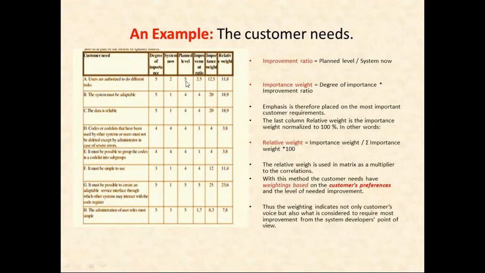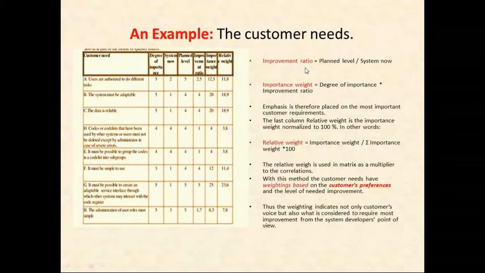The first column gives the degree of importance which is required, and the third column gives you the planned level, how much you can reach. So this is the maximum, this is what you can reach. This is the maximum, but in your system you can reach 4. The maximum is 5 for the third one, you are reaching 4. So what is your level, how much you can reach. The second column gives you what you are at present. The third column gives you how much you should acquire. And based on this, you will be calculating the improvement ratio.